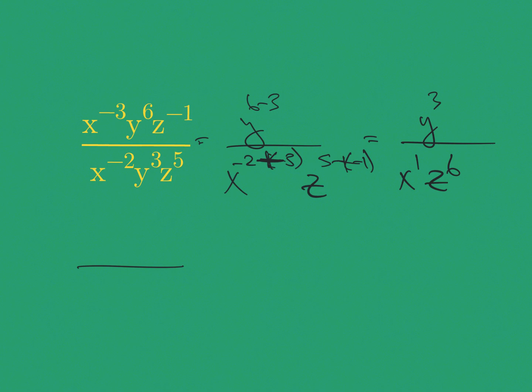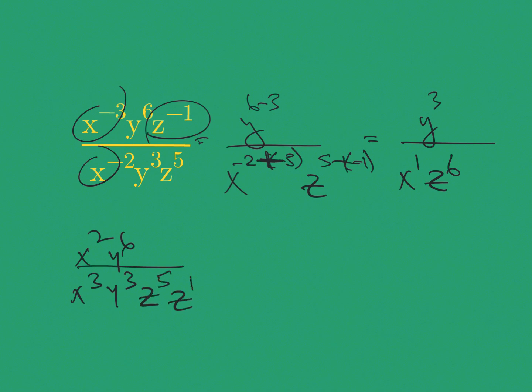Would this x need to move? Does it have a negative exponent? Yep. What about this one? Yep. This one? Yep. That one? Yep. Nope. Okay. So what we could do is move these three. Move that one up. Move that one down. Both the y's stay. Z to the fifth stays, but z to the first moves down.